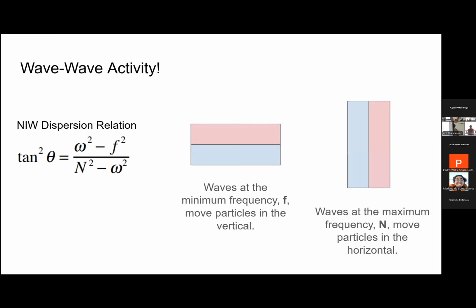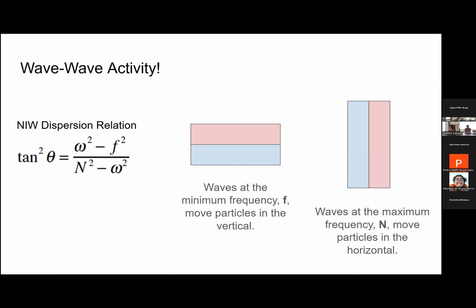So we can tell from the dispersion relation that the lowest frequency, unless there's some effect of vorticity or tilting isopycnals, which we're going to pretend there's not, is just in this simple case the inertial frequency. At that frequency, particles move entirely in the horizontal, and the angle of their displacement is just horizontal. So that's this case. This is the lowest frequency.